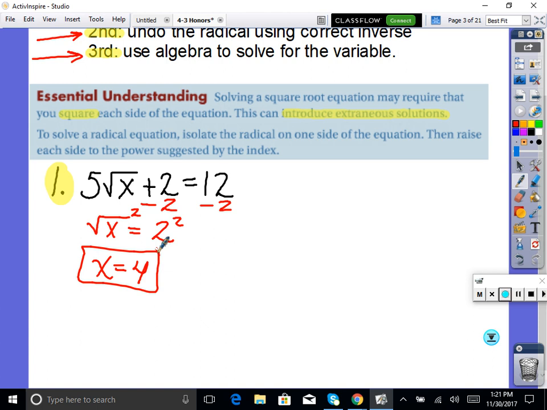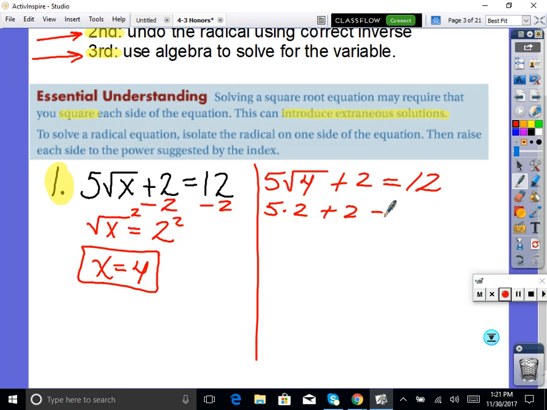Now we check it. Watch, the checking's not too bad here. It's not like the rationals where it's hard. So 5 times the square root of 4 plus 2, does that equal 12? 5 times 2 plus 2 equals 12. 12 equals 12 is true. All is good. Let's do another one.